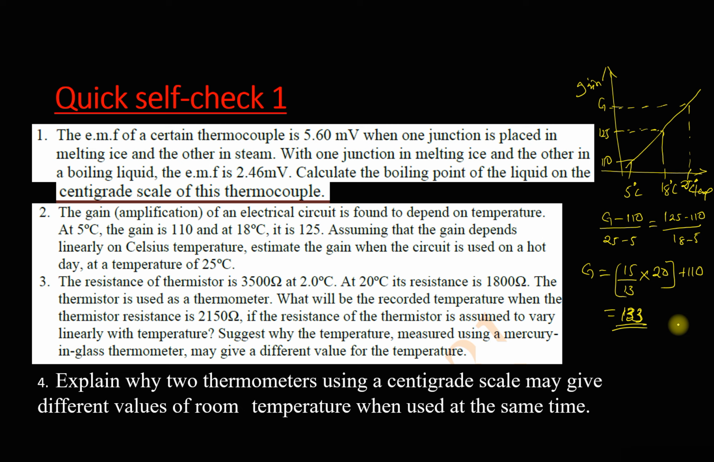Then lastly, the resistance of a thermistor is 3500 ohms at 2.0 degrees Celsius. At 20 degrees Celsius, its resistance is 1800. So we see that this is a decrease. Even if the resistance varies linearly with the temperature, as temperature increases the resistance is decreasing. So the graph will be a straight line, but going downwards.